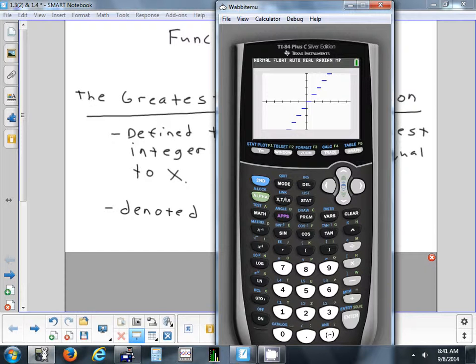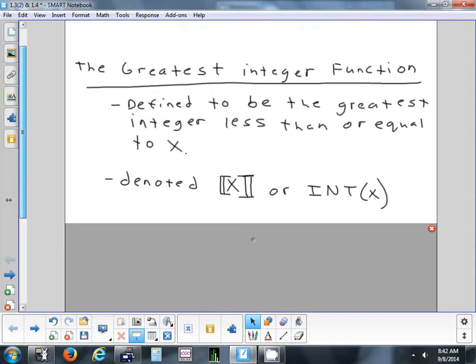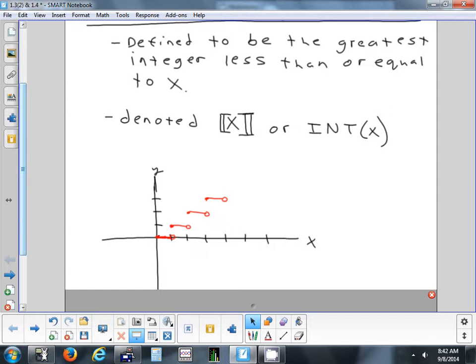Now, that's what it's supposed to look like. Okay? If yours is connecting, it shouldn't look that way. The older calculators do make it look connected, though. But that's what it looks like. And what does it kind of look like? Yeah, it looks like steps. And that's another name for this kind of function. It's called a step function. Okay? So that's what it should look like.